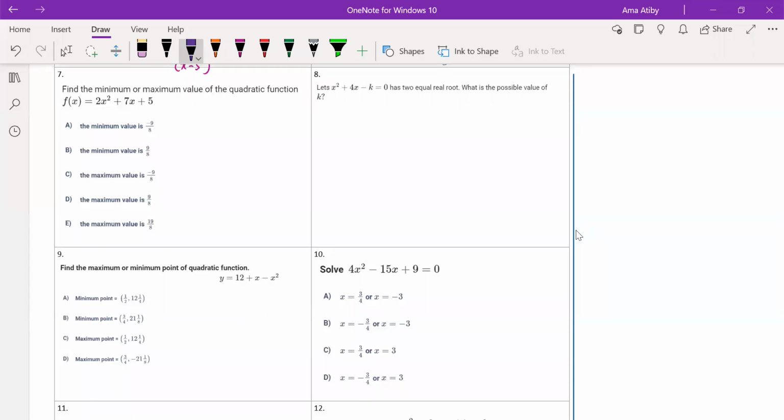Okay, students, I would like to explain to you how we can solve the question bank for quadratic. So next, we move on to number 7. Find the minimum or maximum value of the quadratic function f(x) equal to 2x squared plus 7x plus 5.